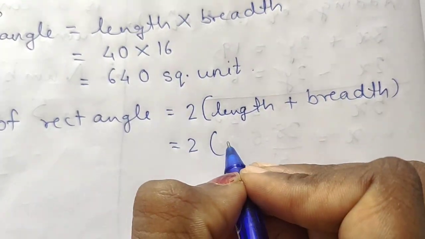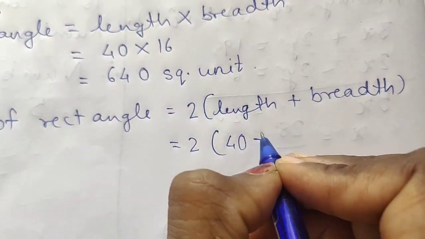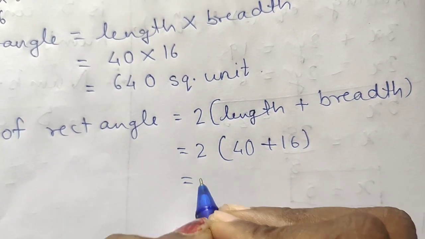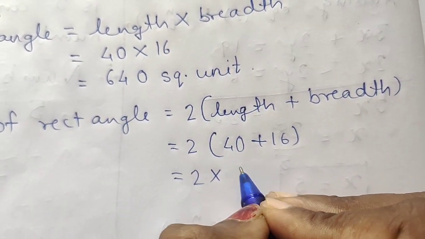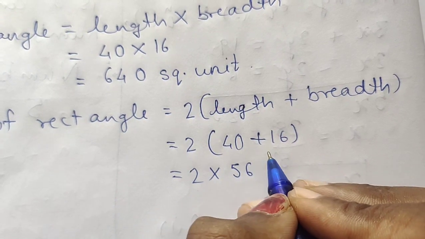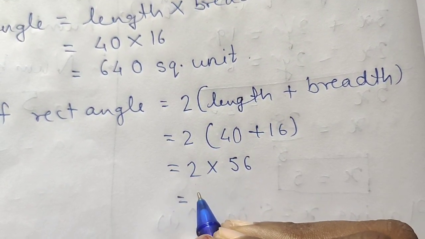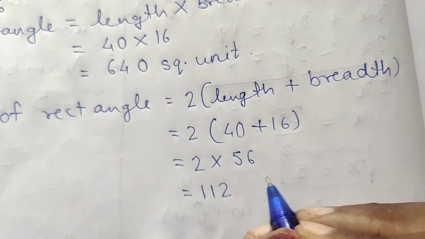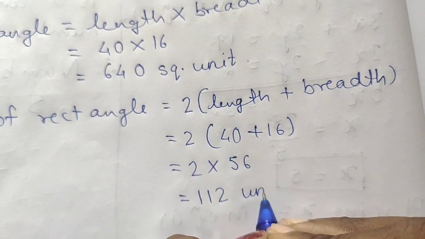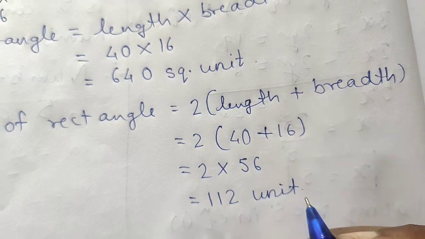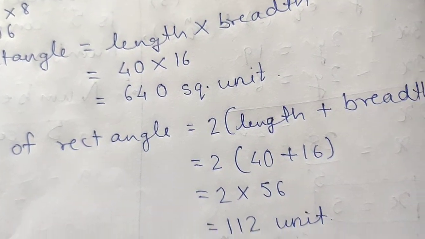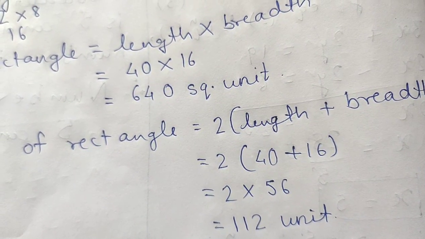Now what is the length? 40. What is the breadth? 16. So if you add 40 and 16, you will get 56. And if you multiply, means twice of this, then you will get 112 unit. Okay, for area we write square unit, and for perimeter we are going to write unit only.